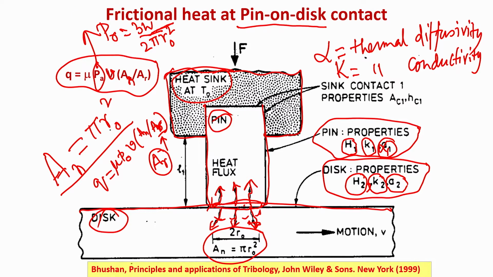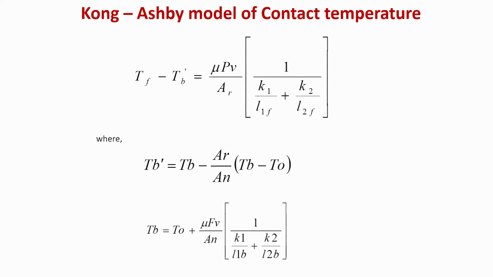So, from this argument A n by A r would be much greater than 1, because your A r is very small, right? If A r is small, then A n by A r would be much greater than 1. So, you can see from simple arguments that the heat generated would be quite substantial in magnitude, and how it is partitioned between the pin and disc we can calculate by this equation.